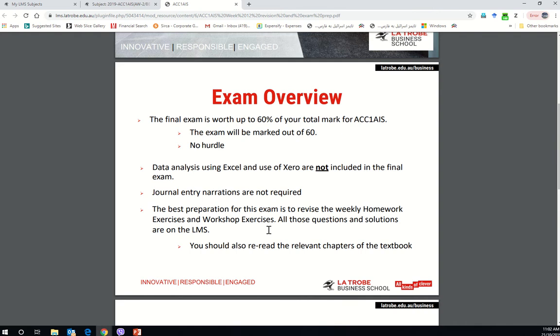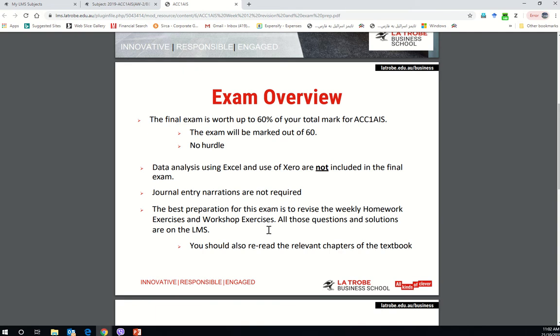Your final exam is worth up to 60% of your total mark for AIS. The exam will be marked out of 60. There is no hurdle, and data analysis using Excel and Zero are not included in the final exam, and journal entry narrations are not required.